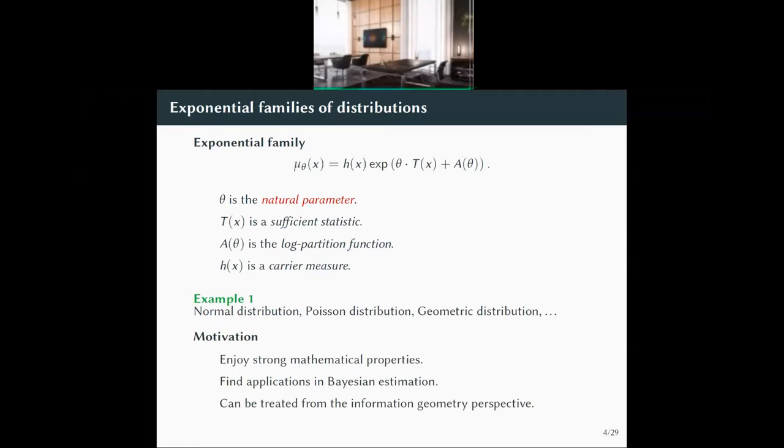There is a strong incentive for analyzing and studying these exponential families because of their properties. They find applications in Bayesian estimation, and they can be treated from an information geometry perspective. That means you can see here your exponential family being just a submanifold of all distributions. It can be locally mapped to R^d, where d can be much lower than the number of states, or points, or bins in your panel.